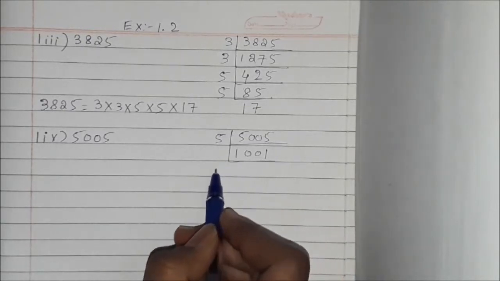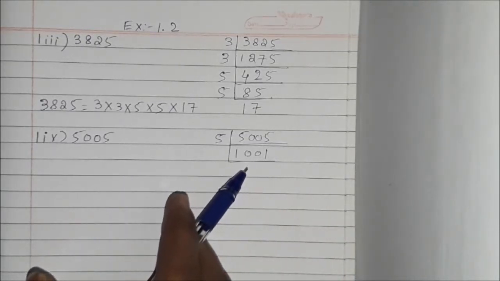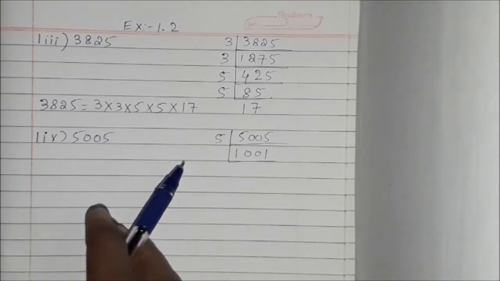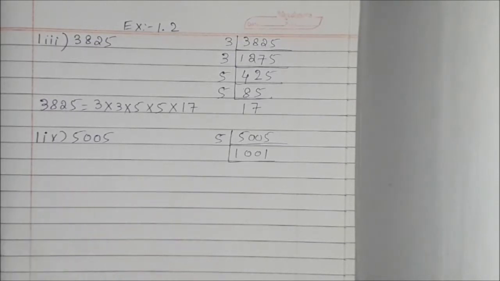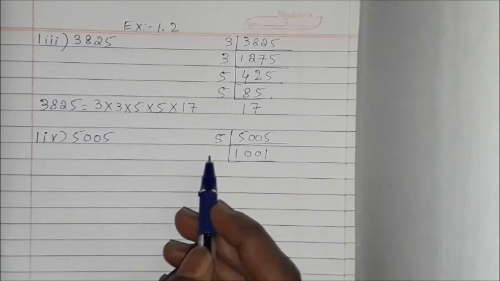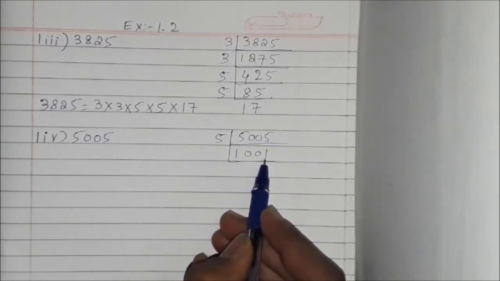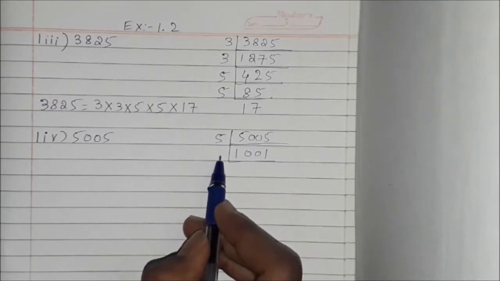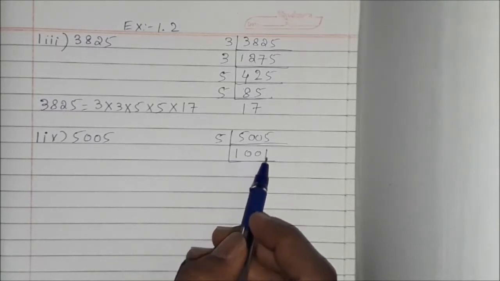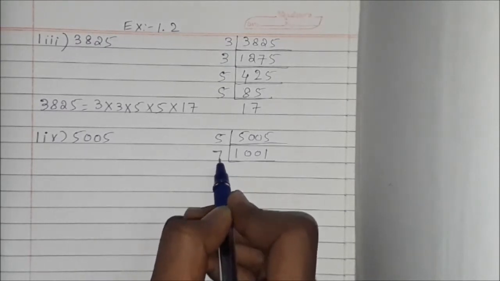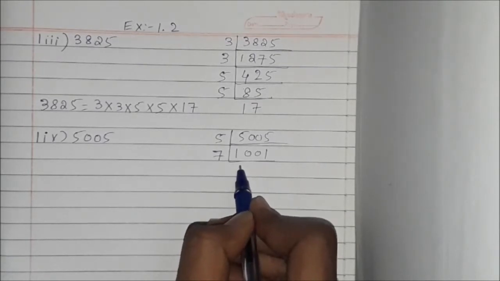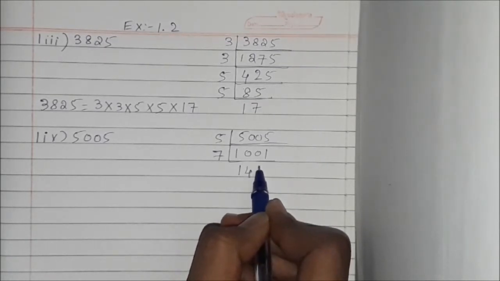1001. Now see, since it is an odd number, it will not go in the table of even numbers like 2, 4, 6. It will go in the tables of only odd numbers like 3, 5, 7. Let's check with 3. No, it will not go. Now it will not go in the table of 5 because the ending number is neither 0 nor 5. Now let's take the table 7. Yes, it will go in the table of 7.